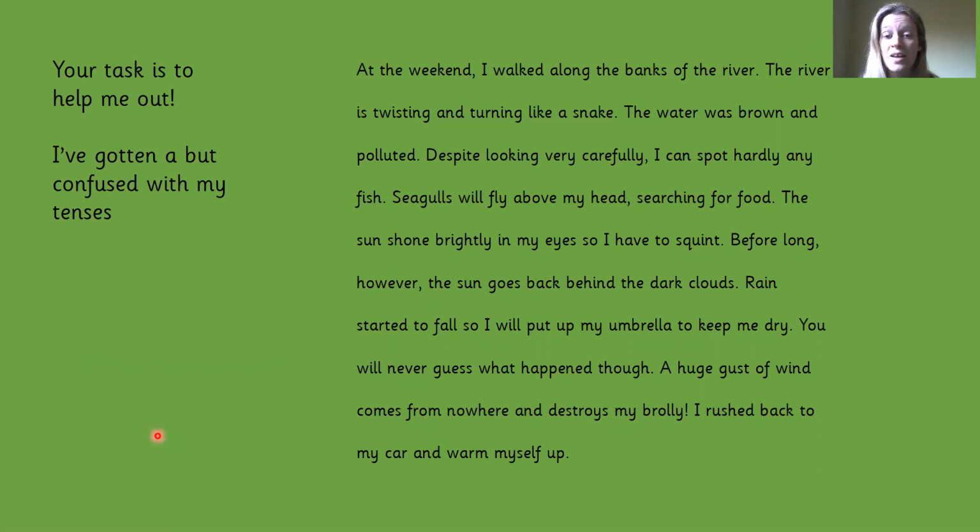Before long, however, the sun goes back behind the dark clouds. Rain started to fall, so I put up my umbrella to keep me dry. You will never guess what happened there. A huge gust of wind comes from nowhere and destroys my brolly. I rushed back to my car and warmed myself up.